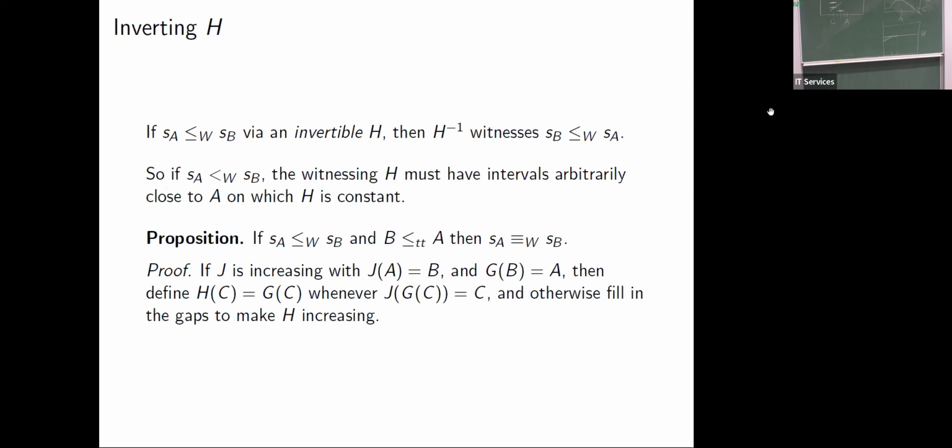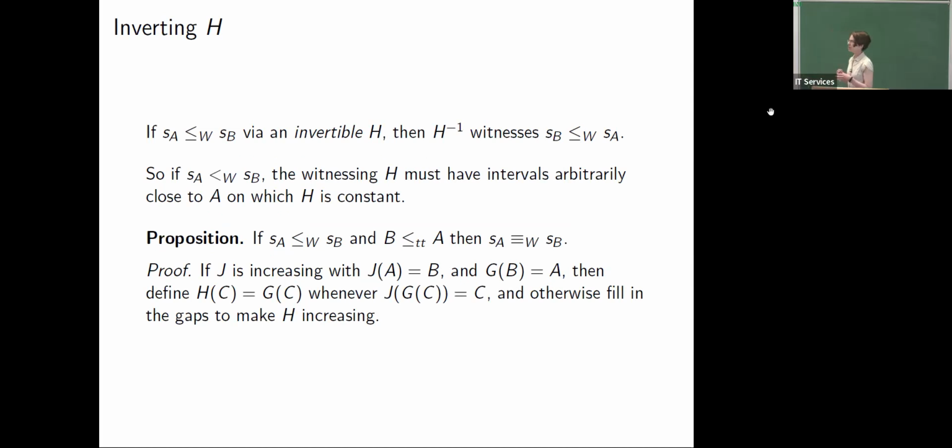So first observe that if the step function at A is Weierach reducible to the step function of B via an H that is actually invertible, then the reduction for the step function reverses as well. Because if that function H is invertible, then its inverse is also a non-decreasing function that now maps B to A.